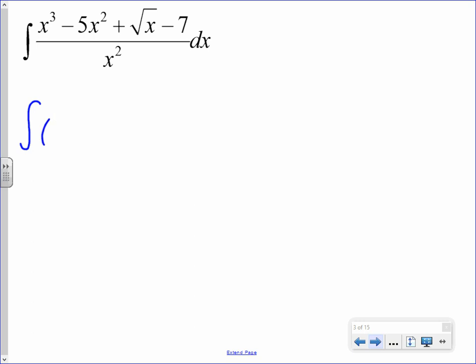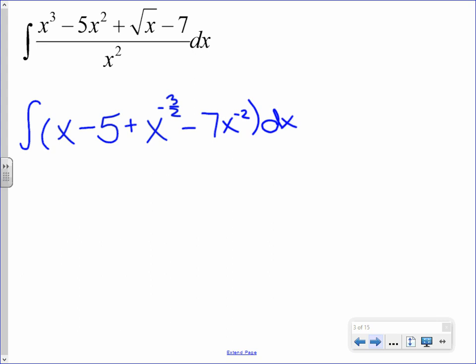Our first term would become what? X minus 5. I guess I'll just do that one. Plus x to the what power? Minus 7 x to the negative second. That is how we would do that rewriting. Don't forget that we subtract our exponents when we are dividing.